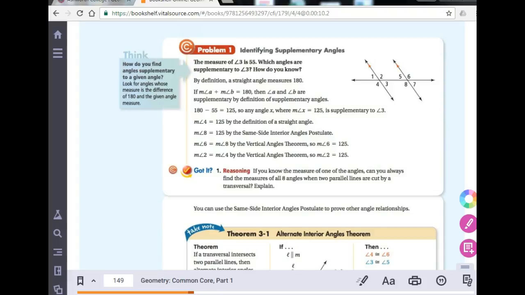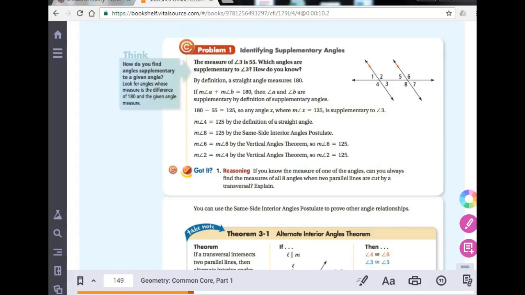Okay. Now, the Got It question says, if you know the measure of one of the angles, can you always find the measure of all 8 angles when two parallel lines are cut by a transversal? And the answer to that is yes. Through several of the postulates that are given throughout this chapter, again, by either vertical angles or two angles side by side are supplementary, or the interior same side postulate, or alternate interior, or anything like that. Between all those postulates that we have, if you know one angle, technically you could find all 8 of them. So good luck on that.